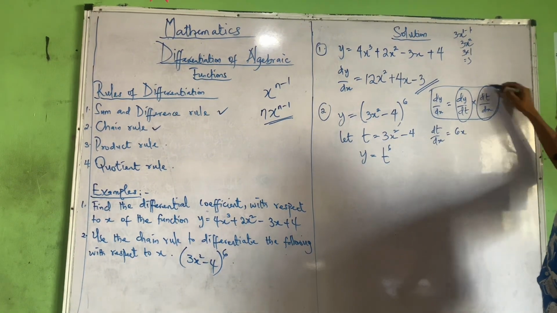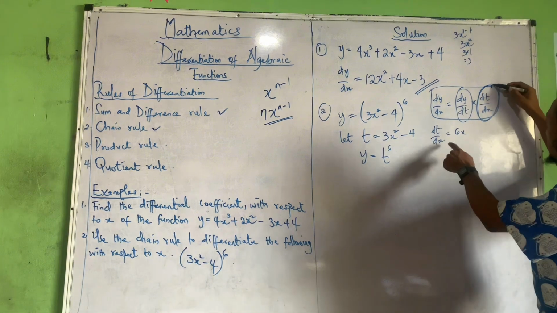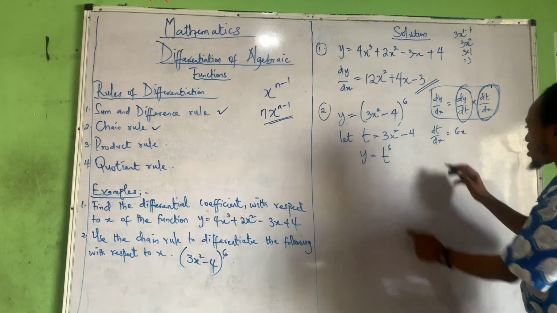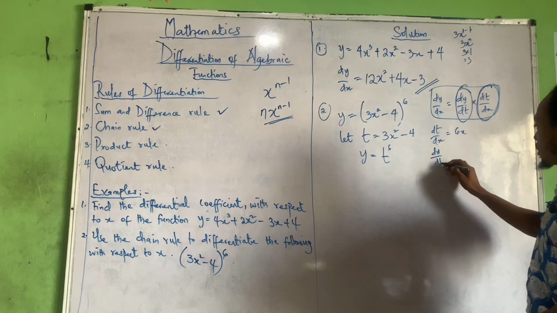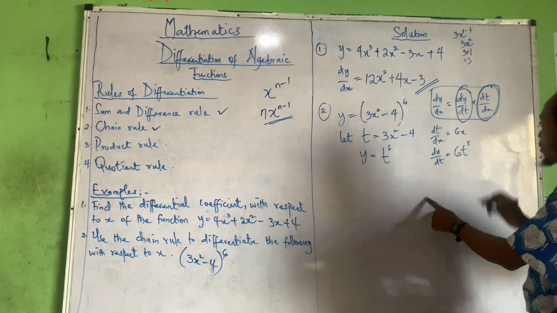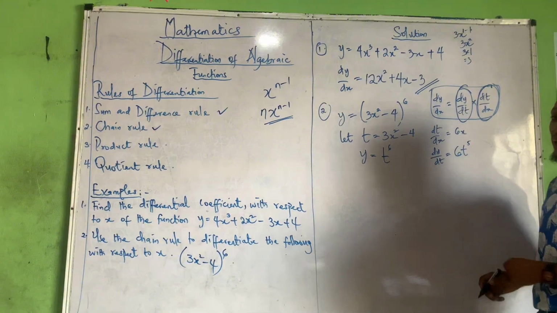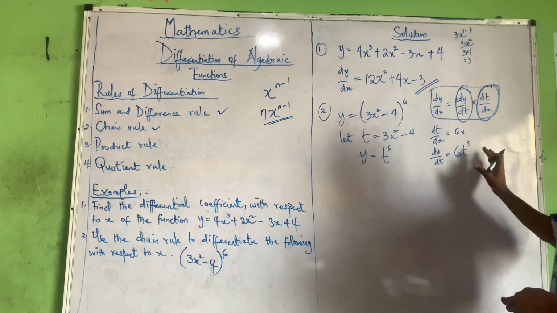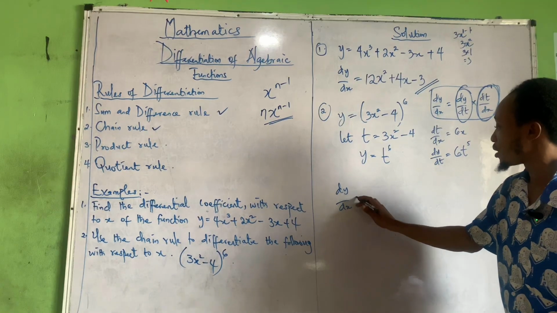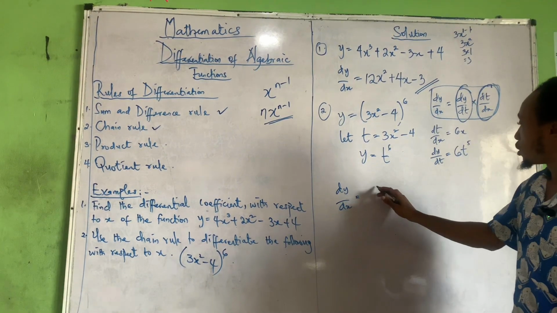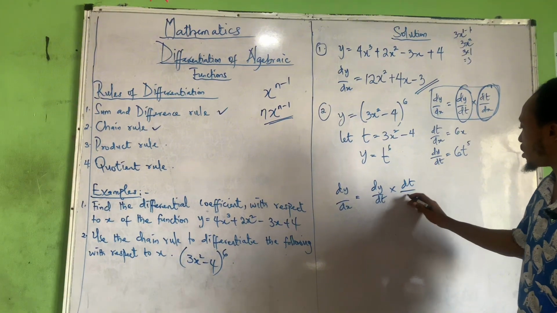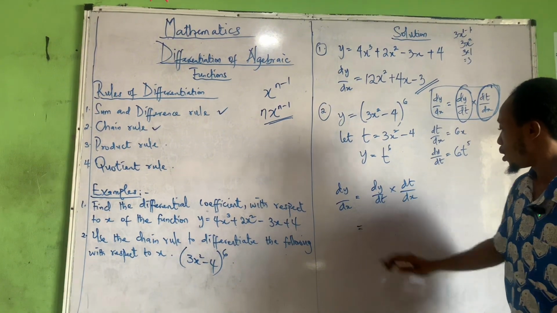Now we differentiated dt dx. Then you are differentiating y with respect to t. That's dy dt, which is 6t, minus 1 from here, we have 5. So that's our dy dt. Now what you are going to do is put it into the formula. So we have dy dx equals dy dt times dt dx.